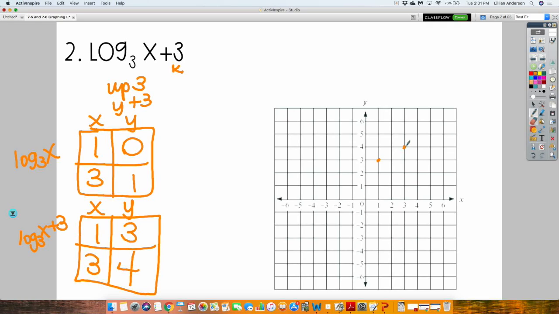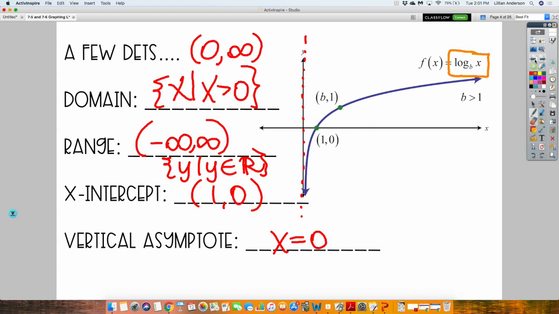Where's my vertical asymptote? As an equation? X equals 0. Because that's how it is based off of the most basic logarithmic function. Remember, the only thing that's going to move a vertical asymptote is a horizontal shift.